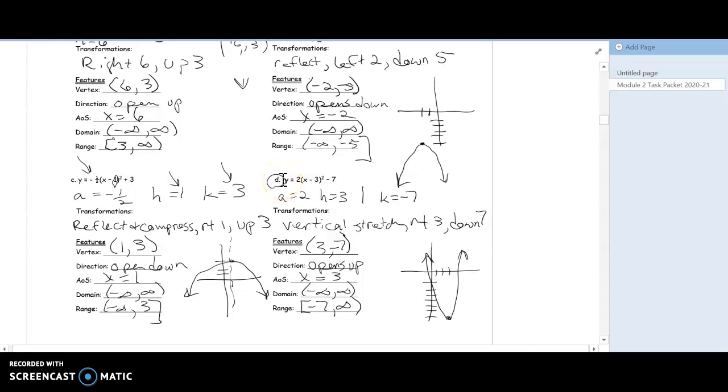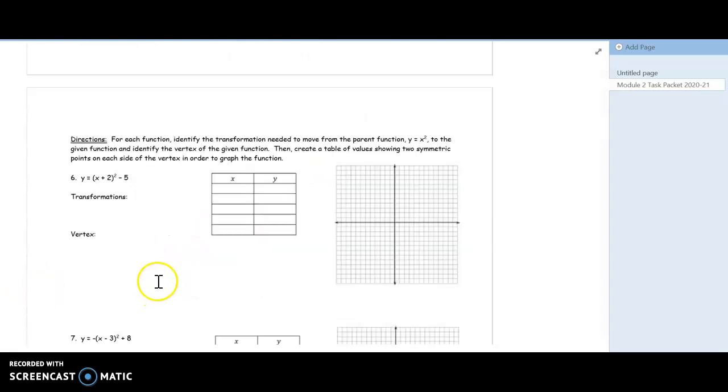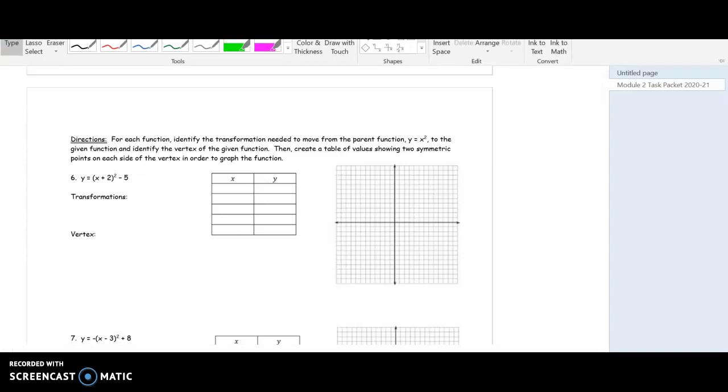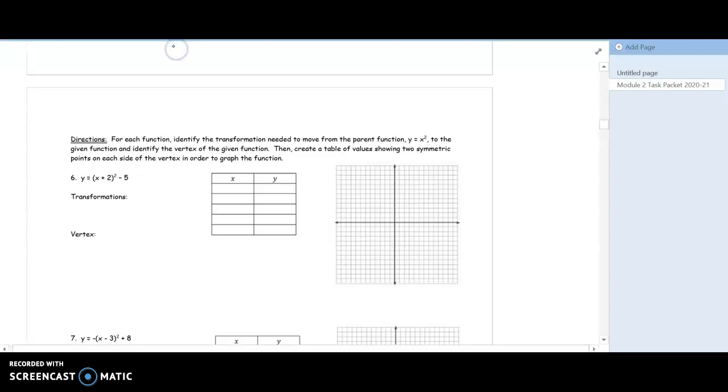Alrighty, let's practice, if we could, a little table of values and some graphing if we could. Okay, let's start a little graphing. I'm going to change colors here if I can. And jot down the transformations for that parabola. You can pause if you like.